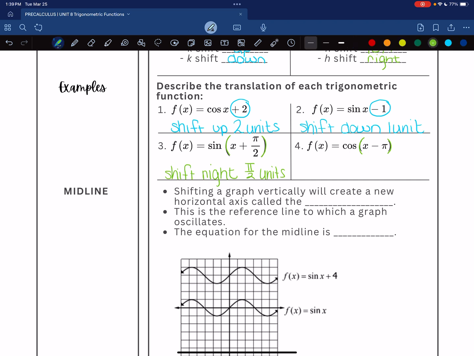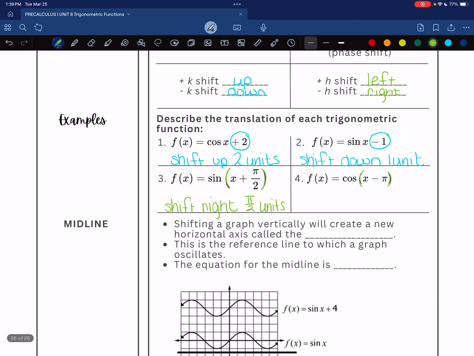And here, with our cosine function in example 4, we are subtracting. Oh my goodness, I caught myself. You probably already caught this, but it would not be shifting to the right for this example. My bad. This is shifting left. Example 4 is going to shift to the right. This is shifting to the right pi units.